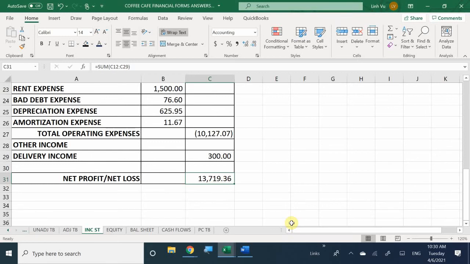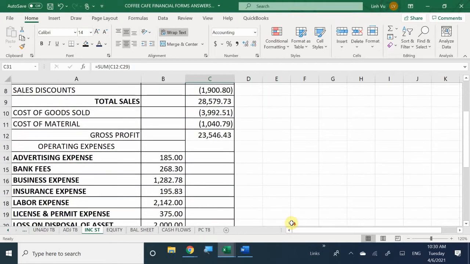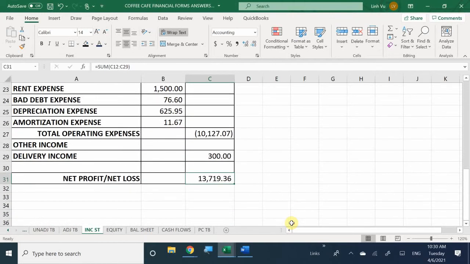Okay. So I started out with 28,000. I subtract 10,000, but I add 300. So I should have 13,719.36 as my total net profit because I gained. This is a positive number. That means I actually profited in this company. After all the struggles that we went through, making faulty payments and overdrafting our bank account, we ended up being profitable.